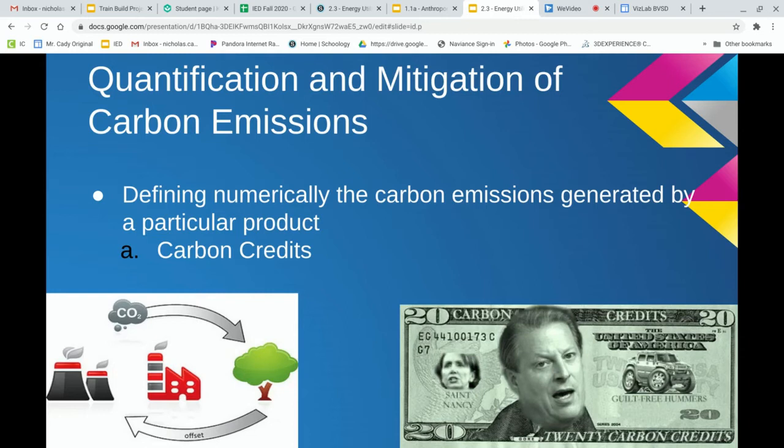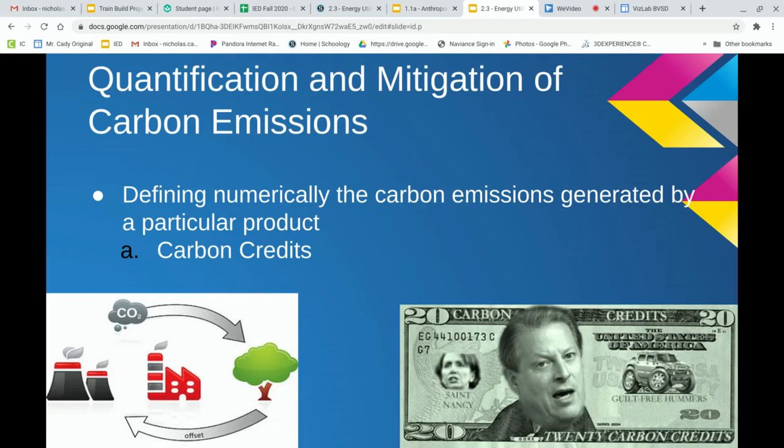If they use less than they were allocated, they could potentially sell some of those carbon credits. So you're creating a bit of a market for carbon release. And if you become more efficient, it'd be beneficial financially to you.